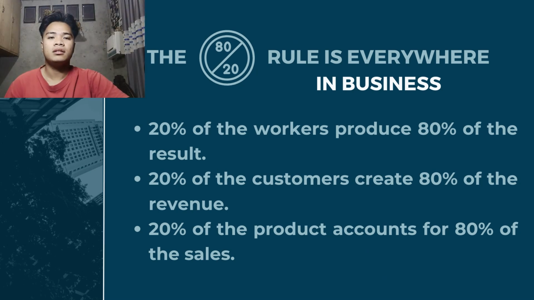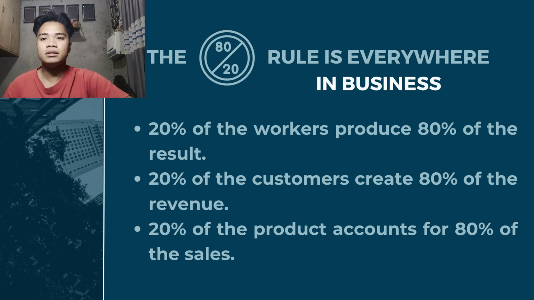The 80-20 rule is everywhere in business. The first one is 20% of the workers produce 80% of the result. The second one is 20% of the customers create 80% of the revenue. And the last one is 20% of the products account for 80% of the sales.